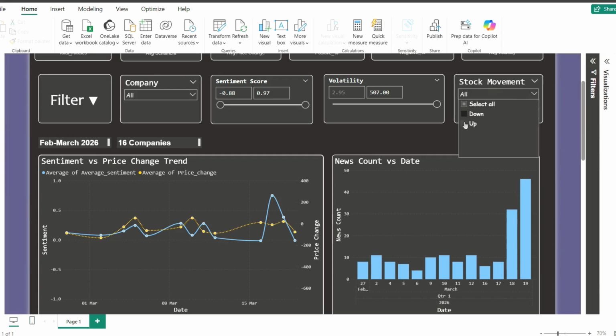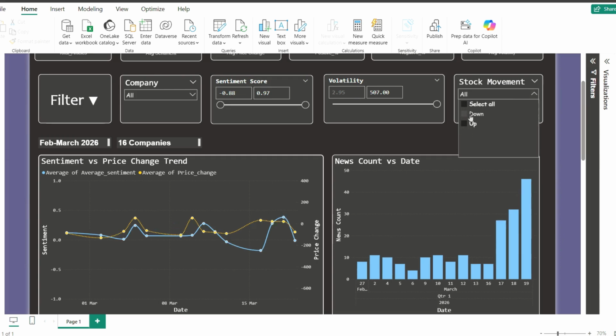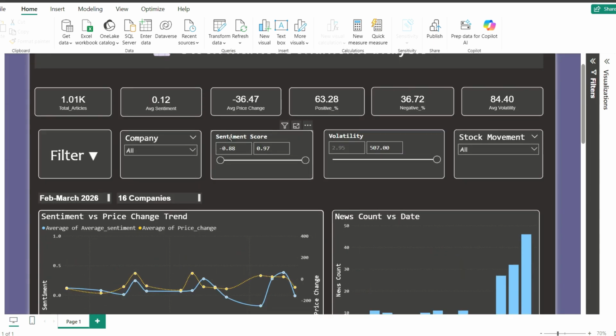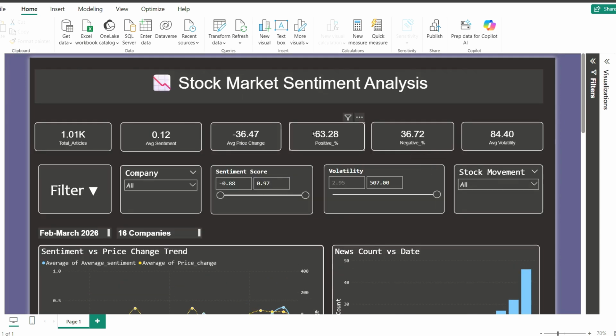Now KPI cards. At the top we have KPI cards showing total records, average sentiment, average price change, positive percentage, negative percentage, and total average price change and total volatility. From this, we can quickly see sentiment is slightly positive overall, but price change is negative, meaning sentiment alone doesn't always drive price.